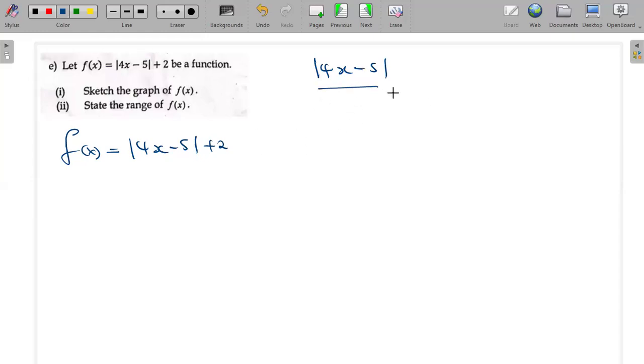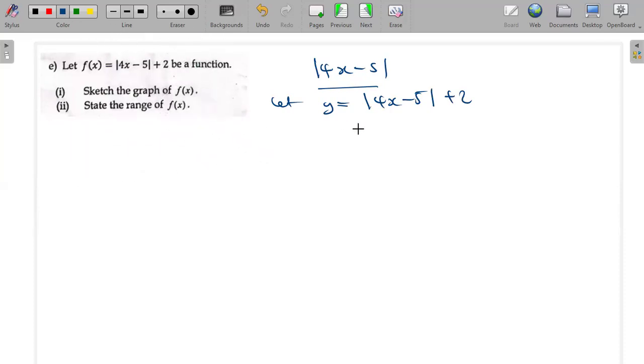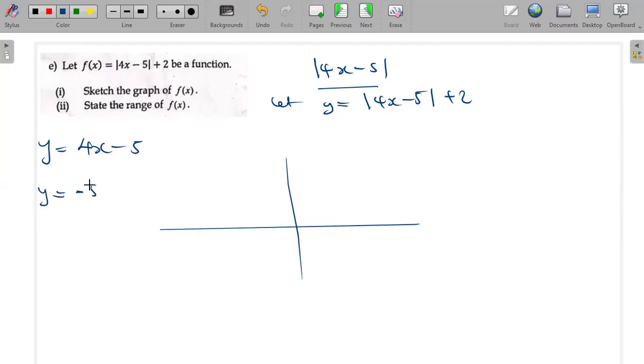Okay, so the easy steps to sketching this is, first of all, let y be equal to modulus of 4x minus 5 plus 2, like that. And what we need, first of all, is let us imagine if we just had 4x minus 5 inside there. This is just a line. If we had y equal to 4x minus 5, how would we sketch that? What we would need is the y-intercept and the x-intercept. The y-intercept, we'll get it when x is 0. So when x is 0, we just have y equal to negative 5. And when y is 0, we have 4x minus 5, then 4x equal to 5, then x equal to 5 over 4.